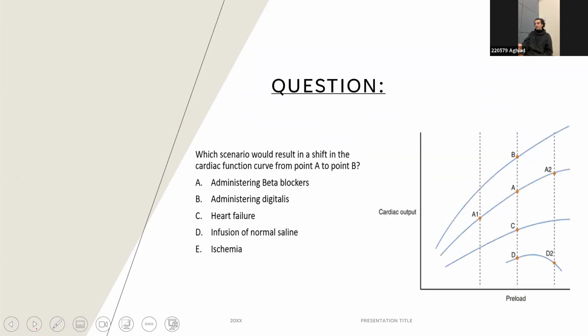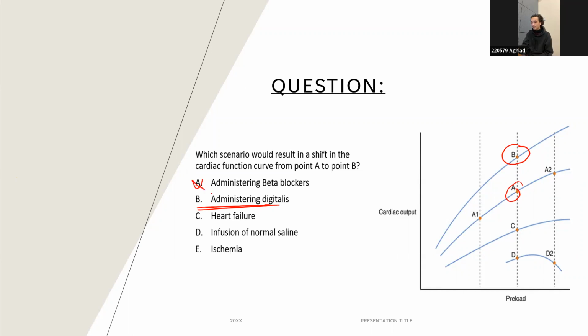Okay. All right, question. Which scenario would result in a shift in the cardiac function curve from point A to point B? What do you think the answer is? I want everybody to answer. What do you think the change will be? What would cause this change from A to B? B, possibly, B. Yes, I'm proud of you guys. Yes, administering digitalis. Because we're changing cardiac contractility. Exactly. Cause contractility increased.